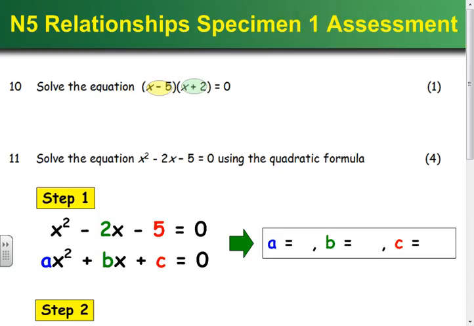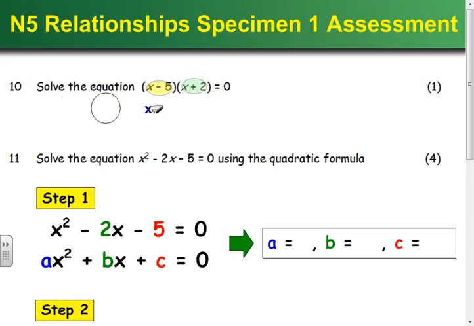In this lesson we're going to look at some more questions on how to pass the unit assessment. So question 10, solve the equation (x - 5)(x + 2) = 0. So for this to work, either the first bracket needs to equal 0 or the second bracket needs to equal 0, because 0 times anything is 0.